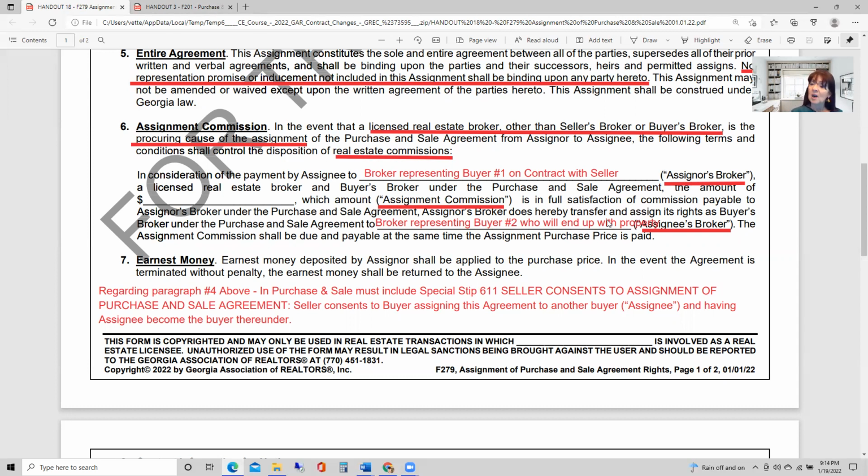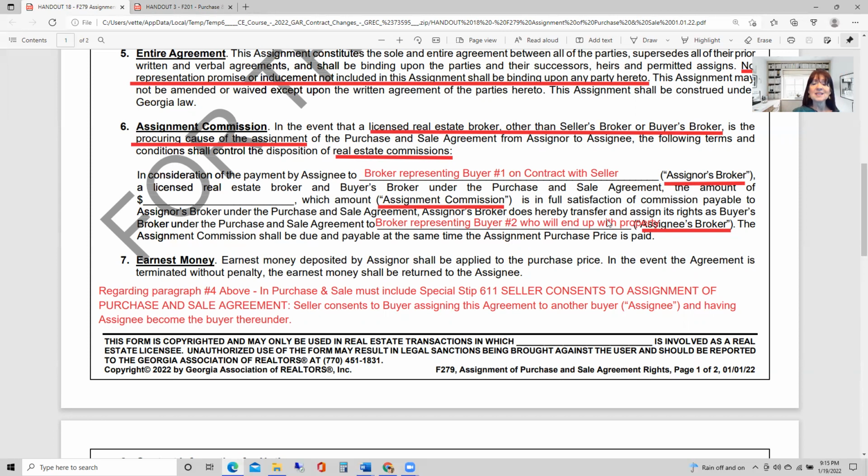However, it gets a bit complicated when you have a broker that represents the seller, a broker that represents the investor, buyer A, assignor, and then that person finds an end buyer, or assignee, or buyer B, who is actually going to live in the property, and they have their own broker. Then who gets paid what? Because the binding contract is between the investor, buyer A, and the seller. There's no agreement between a third broker representing the assignee. So that's where this paragraph becomes very important.